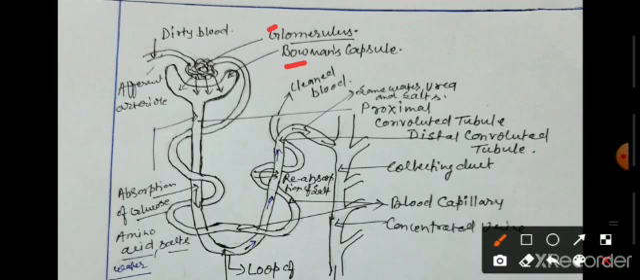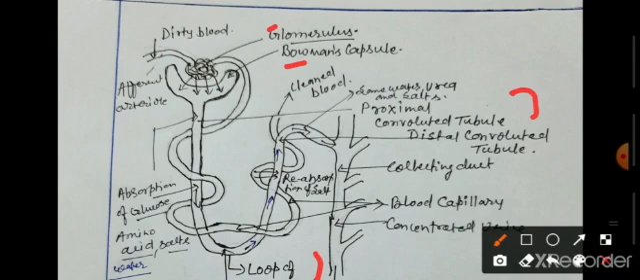In two regions of this tubule, which is PCT and loop of Henle, high amount of water along with useful materials which are the glucose, amino acids and useful salts are reabsorbed into blood capillaries. These are diffused into blood capillaries.